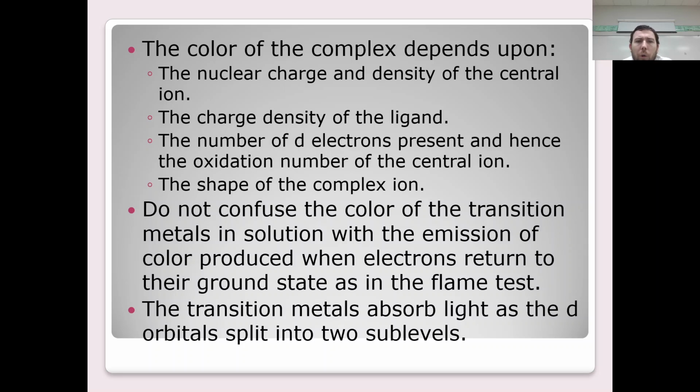it's very different. What we see happening is that the transition metals are absorbing light. And as we talked about earlier, the d orbitals actually split. Instead of being degenerate, they split into two separate sublevels. So you've got, we'll say, a d1, 2, and 3, and then a d4 and 5. The 4 and 5 are going to be higher energy than 1, 2, and 3, right? And so that's what's going to be taking place when we talk about colored complexes in solution. It's not going to be the same thing as when electrons were being excited or returning to their ground state in the flame test lab. Okay.